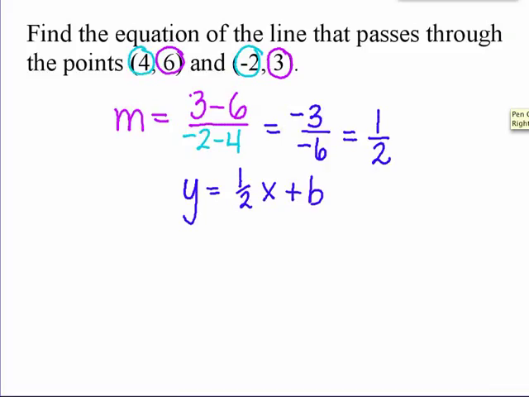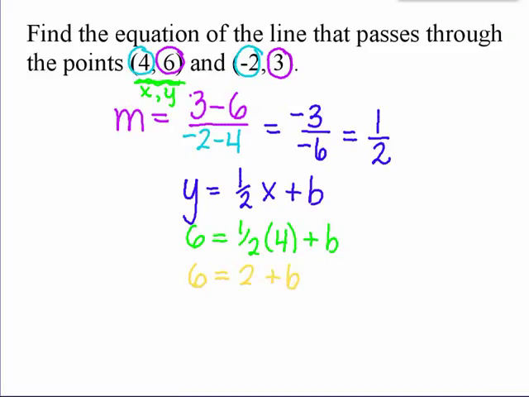So you can plug either 4, 6 or negative 2, 3 in. So if I plug 4, 6 in, 4 is what value? X. What is 6? Y. So I'm going to plug in 6 for y and 4 for x. So once again, x is 4, y is 6. So then now what I need to do is solve that for what? B. So 1/2 of 4 is 2.